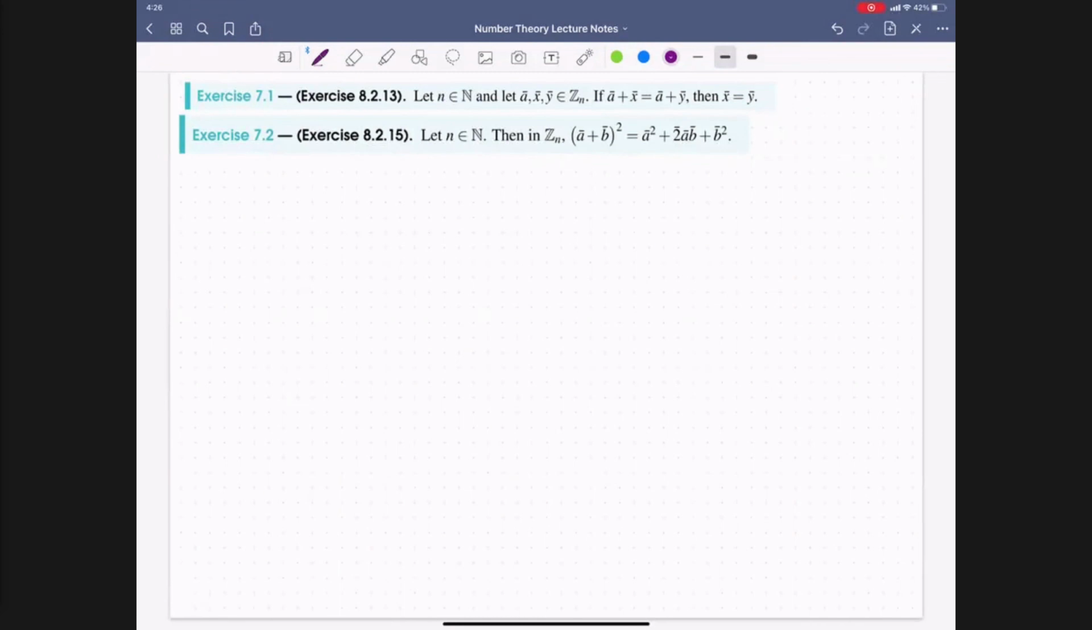So let's go ahead and now do some examples. I'm going to do the following two exercises from the text, A213 and A215. We're going to do first A213.